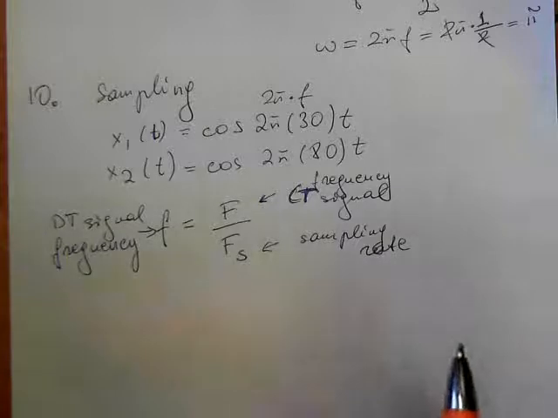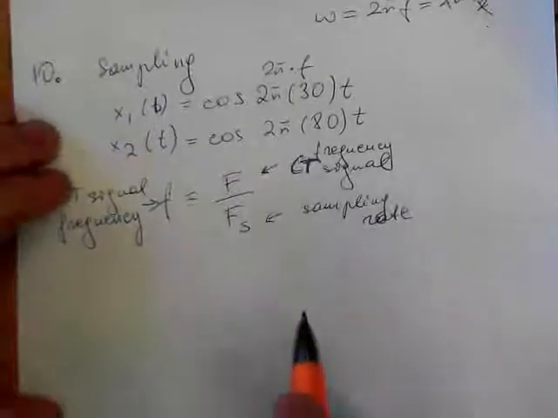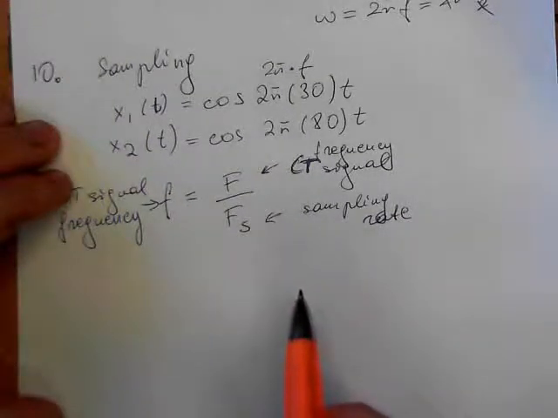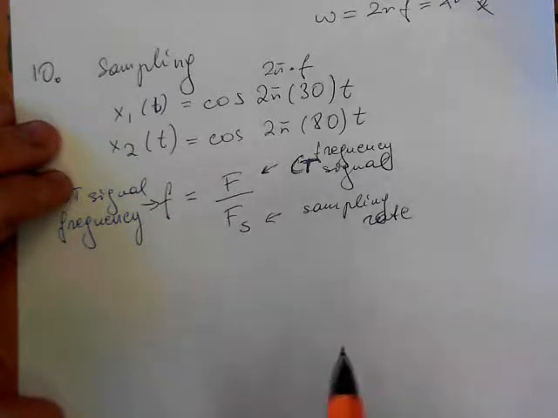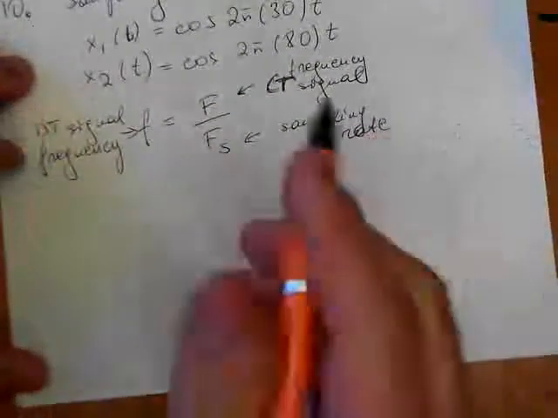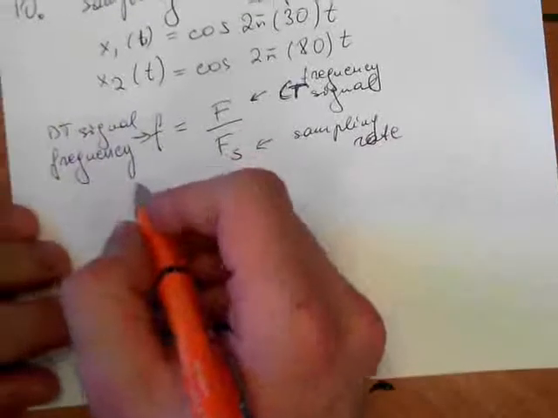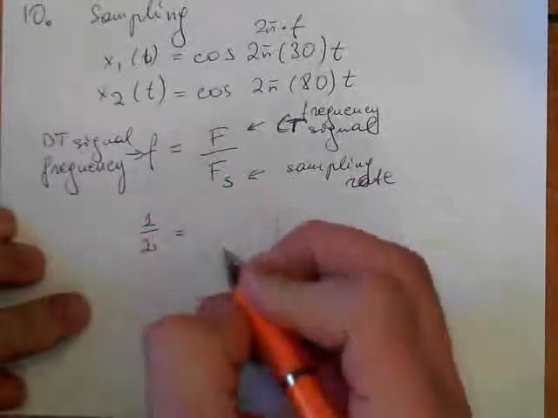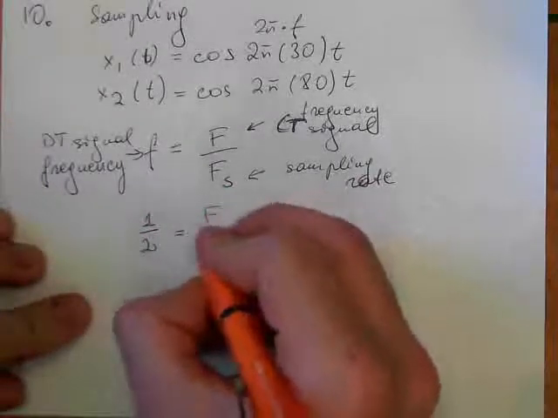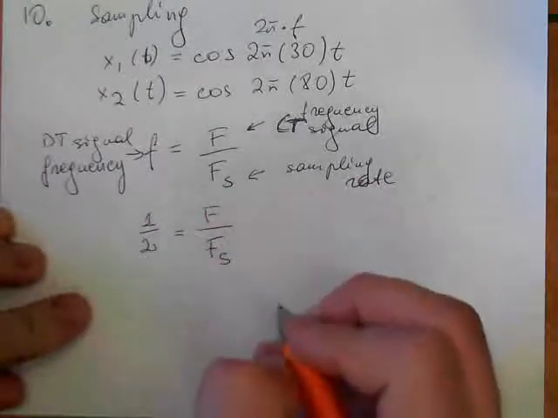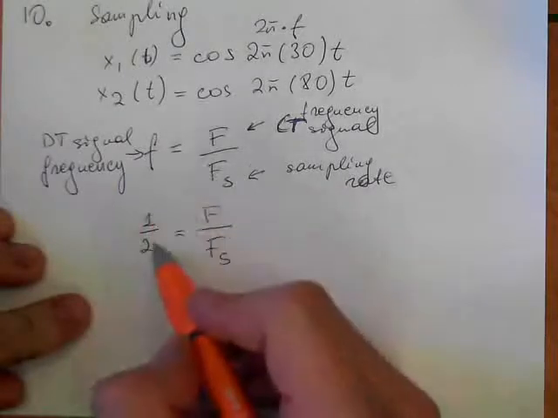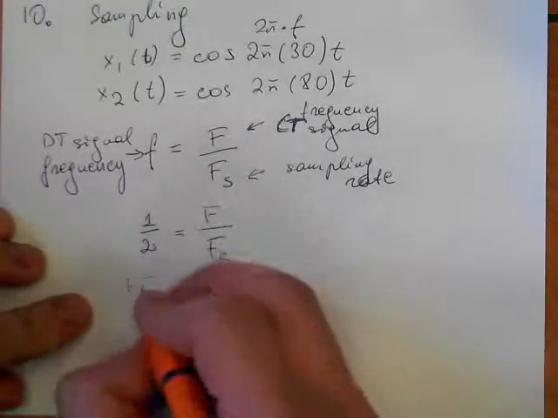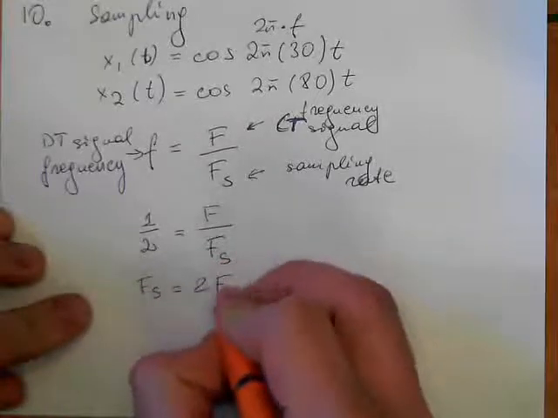So from this you can derive very simply the sampling theorem using these assumptions we made before. How? Because here we have the discrete time signal frequency, and this discrete time signal frequency at maximum is equal to 1/2. So if we substitute this f by 1/2, we get what? We get Fs is equal to 2F.